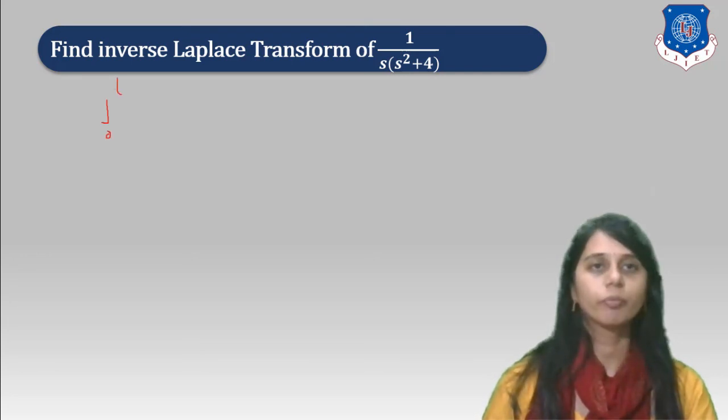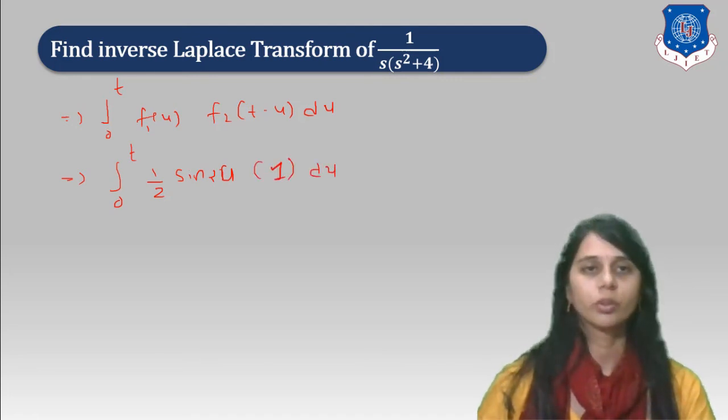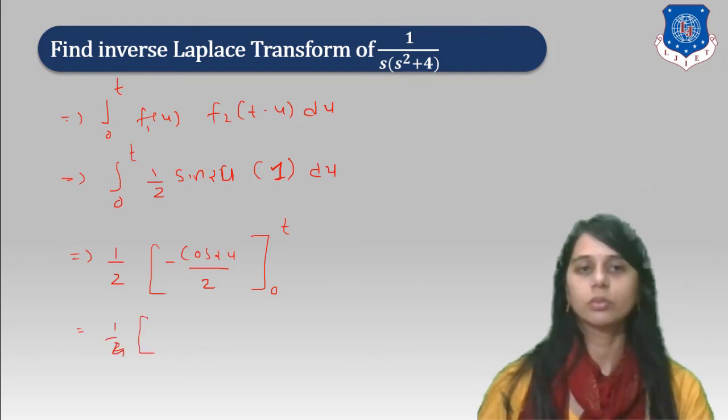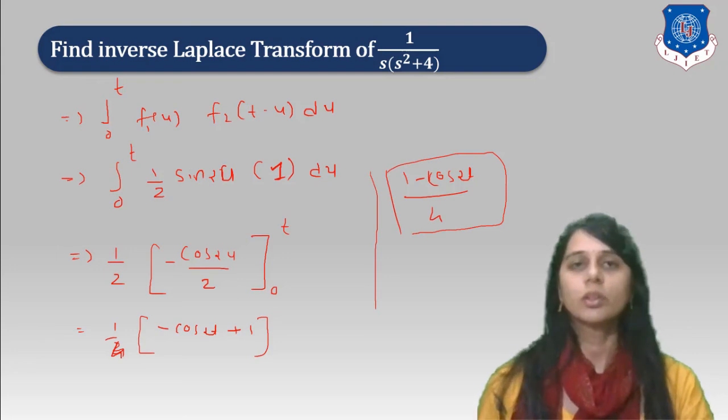Now applying the integration from 0 to t of f1(u) f2(t minus u) du, we take the second pairing. So the integration from 0 to t, f1(u) is 1 upon 2 sin 2u, f2(t minus u) is 1, du. The integral of 1 by 2 sin 2u is minus cos 2u by 4, from 0 to t, giving minus cos 2t plus 1 over 4. So the answer is (1 minus cos 2t) by 4. This is the answer of the example. This is our convolution theorem.